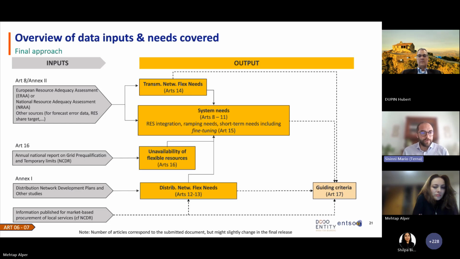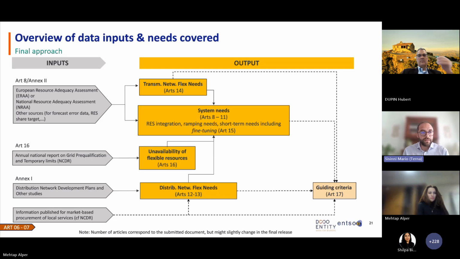Let's start with the input first. You see that TSOs and DSOs will run the assessment of different types of needs based on some input. Specifically, the TSOs will take as an input the set of adequacy studies, in particular the European Resource Adequacy Assessment, the ERA, or the national assessments. And I'll go a bit more in detail into this in a few seconds, and a set of other sources which are needed to carry out the analysis.